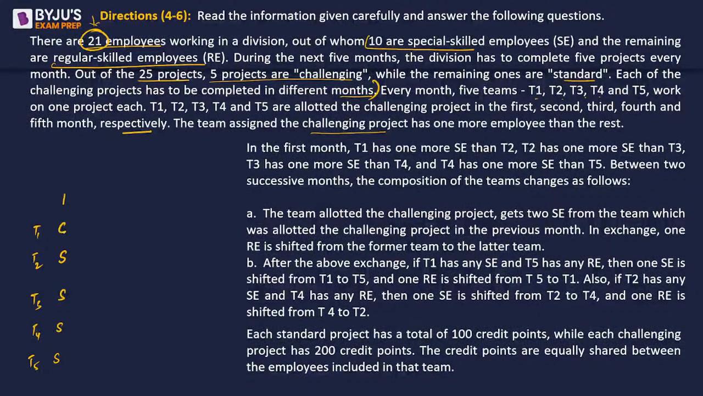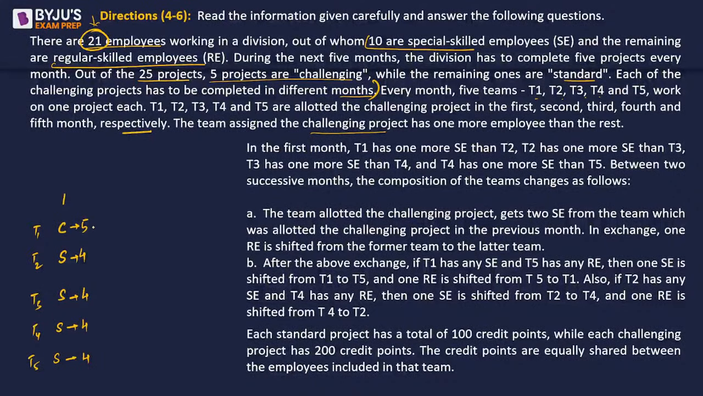So in the first month, T1 has got the challenging project. Okay. So the number of employees in T1 will be one more than the number of employees in the rest of the teams. So how can I divide these 21 employees? I'll give 4 each to the teams handling standard projects, and 5 will be given to the challenging one.